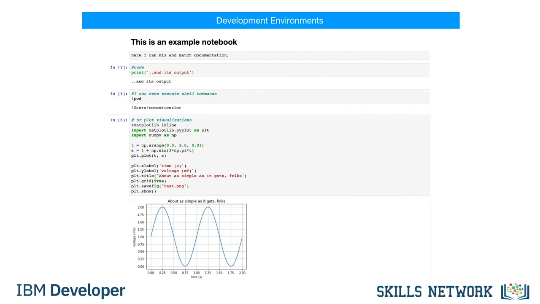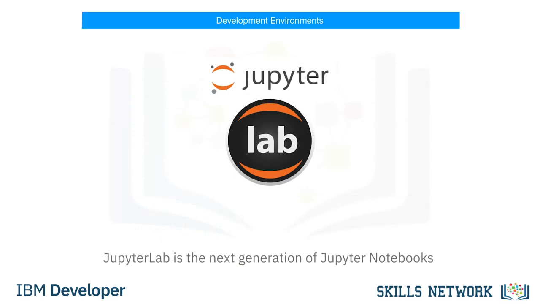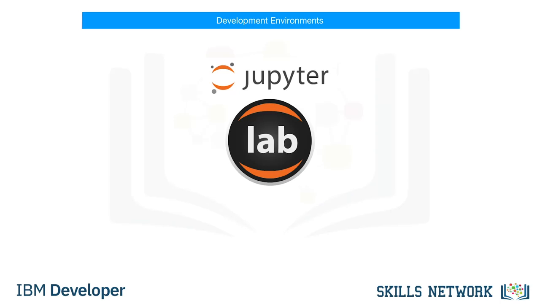A key property of Jupyter notebooks is the ability to unify documentation, code, output from the code, shell commands, and visualizations into a single document. Jupyter Lab is the next generation of Jupyter notebooks, and in the long term will actually replace Jupyter notebooks. The architectural changes being introduced in Jupyter Lab make Jupyter more modern and modular.